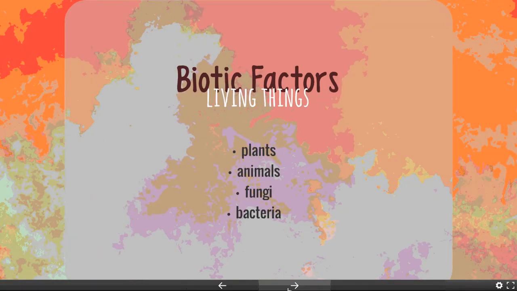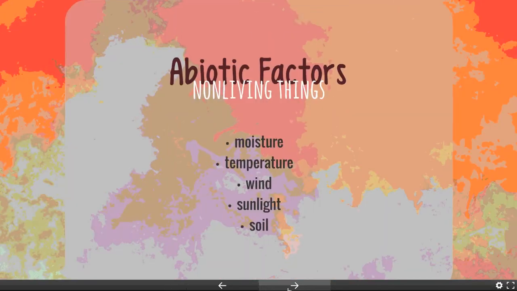All right, then you have biotic and abiotic factors. So biotic factors are the living things that are in an environment. So like your plants, animals, fungi, and bacteria. Abiotic factors are non-living things: moisture, temperature, wind, sunlight, soil.